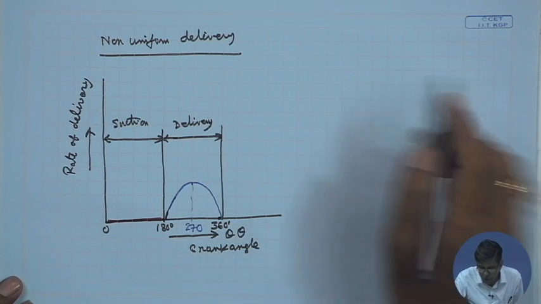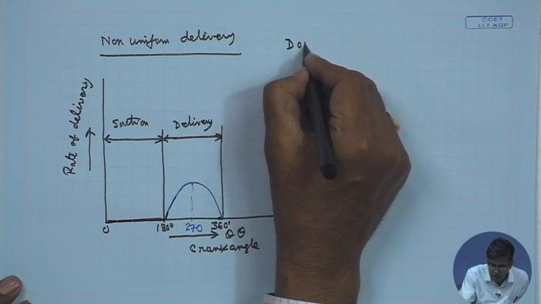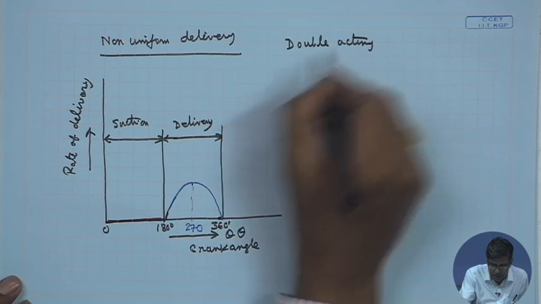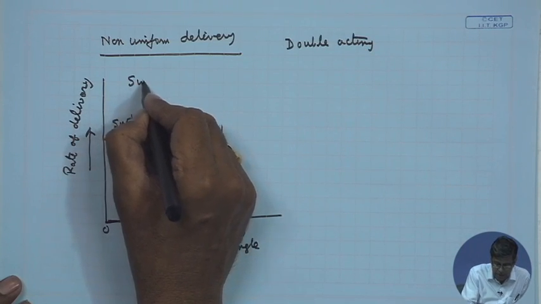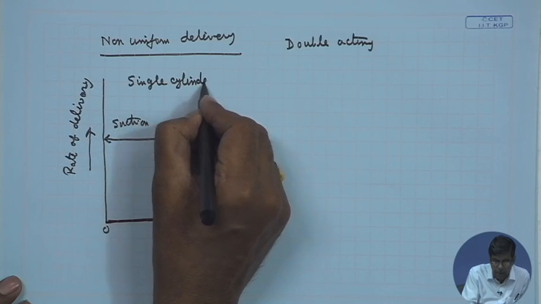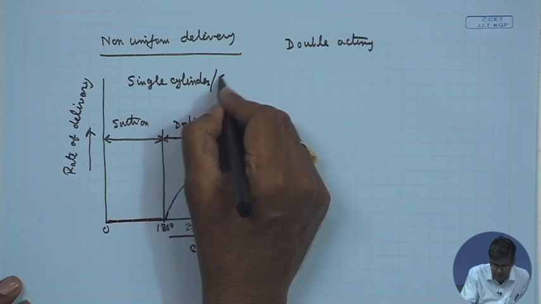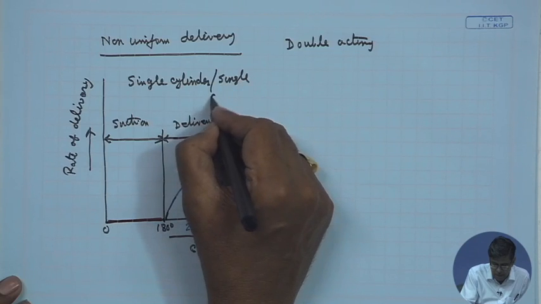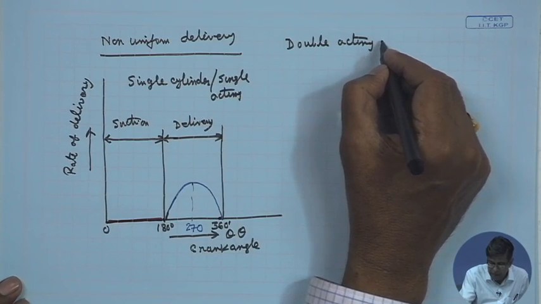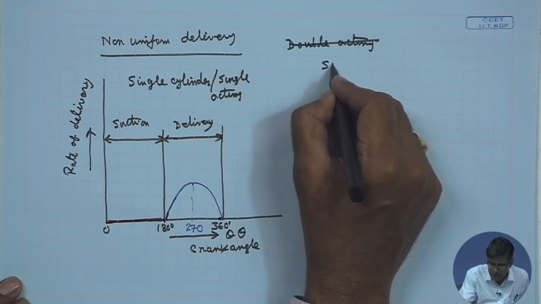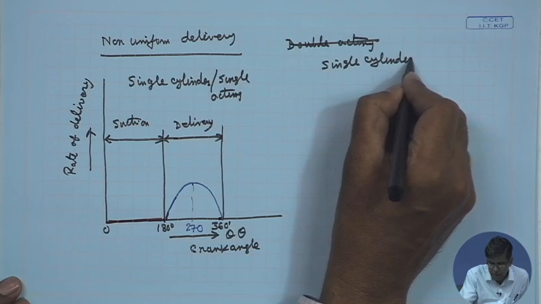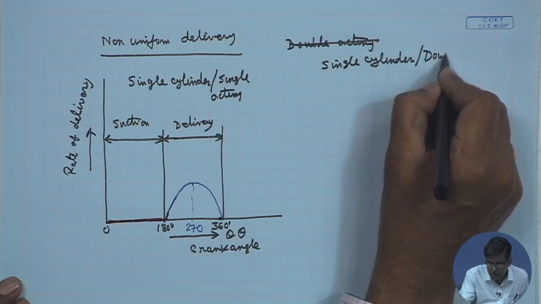Now, if we have a double acting pump, this is single cylinder, single acting. Now, a double acting, but single cylinder, rather I write single cylinder, but double acting. What is double acting?